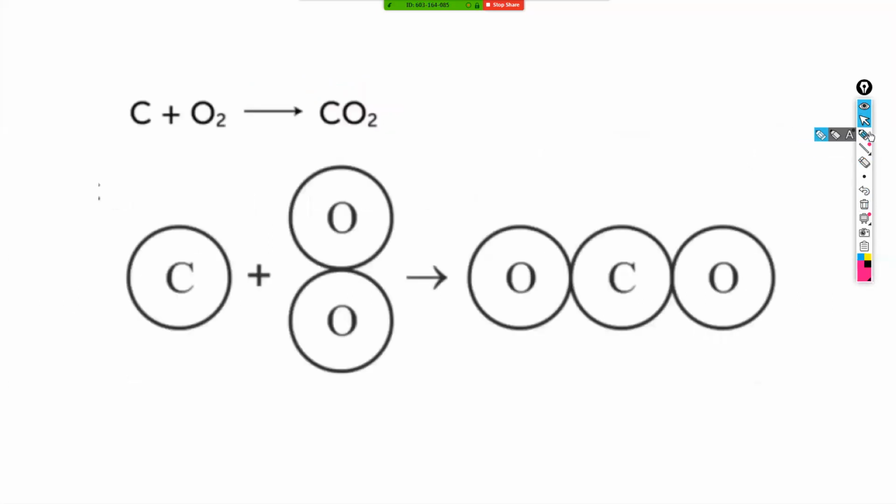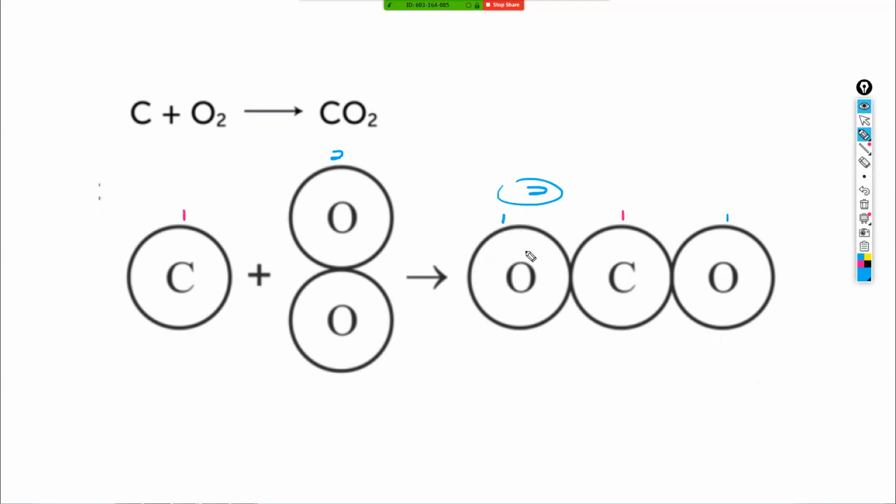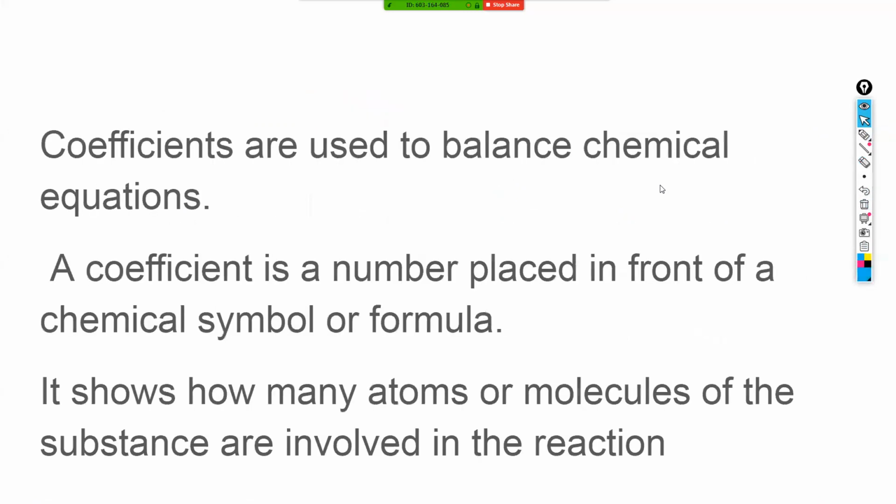And here's a graphic representation of what we just did. You've got one carbon, one carbon. Oxygen over here, I have two. Over here, I have one, two. So I have a total of two as well. No new atoms, the bonds are just rearranged. Same atoms, same number.